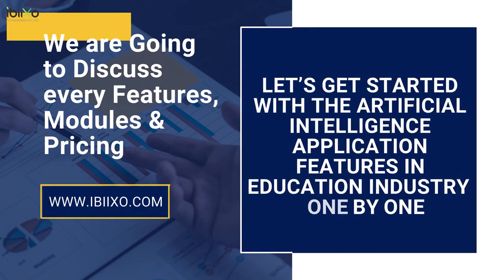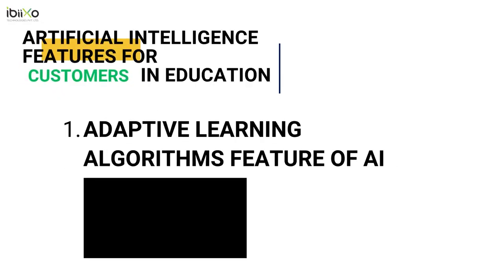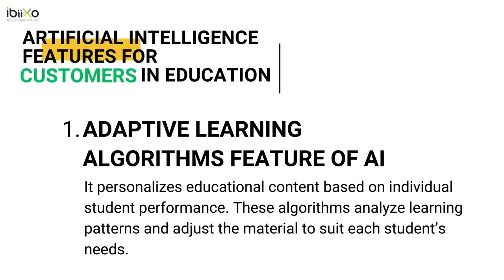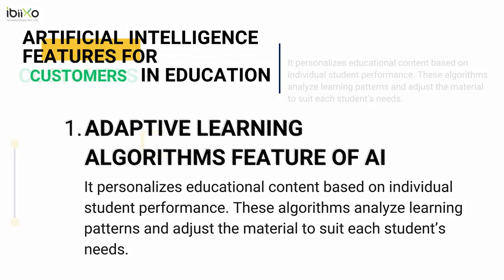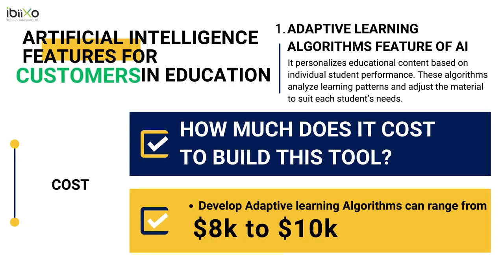Let's get started with the features for students. The first one in the list is the adaptive learning algorithm. If developed in the correct way, it is going to suggest personalized content for the students so that they can understand the data and the whole concept very easily. Roughly, this is going to cost around $8,000 to $10,000.